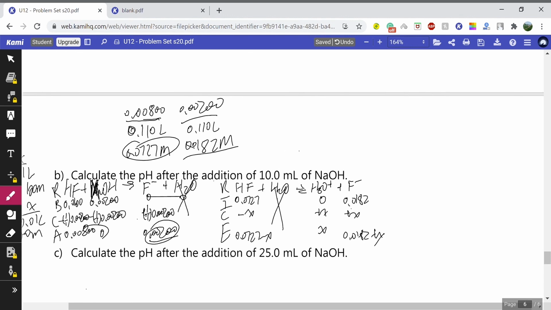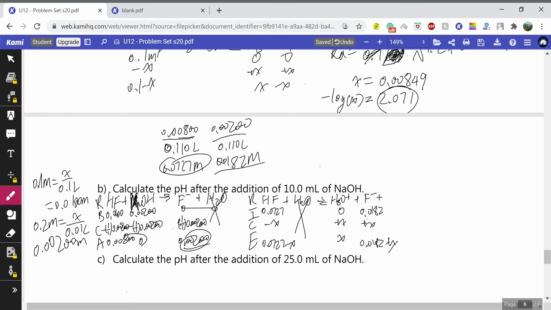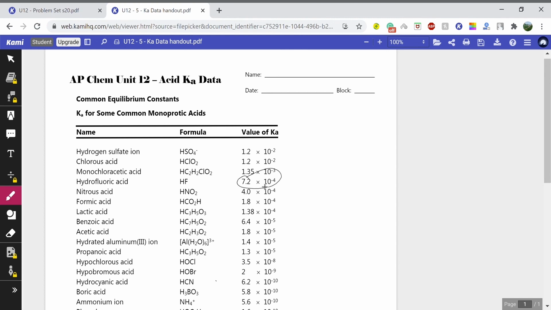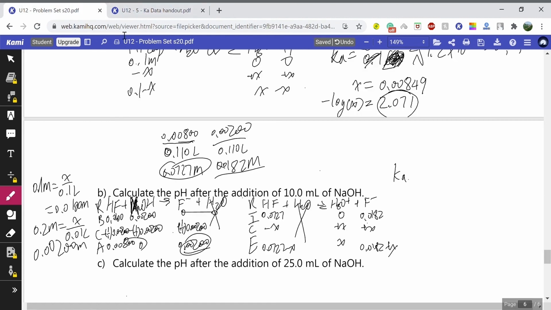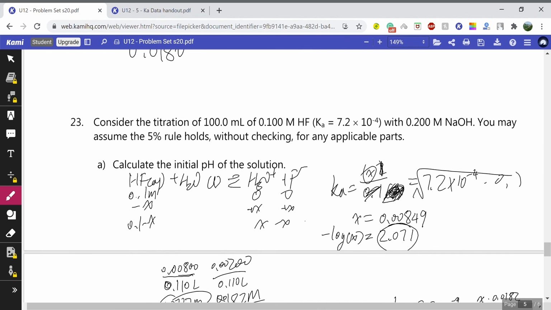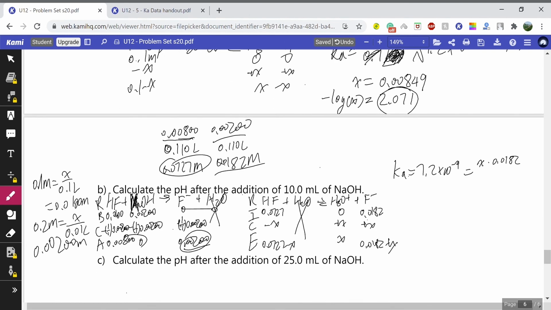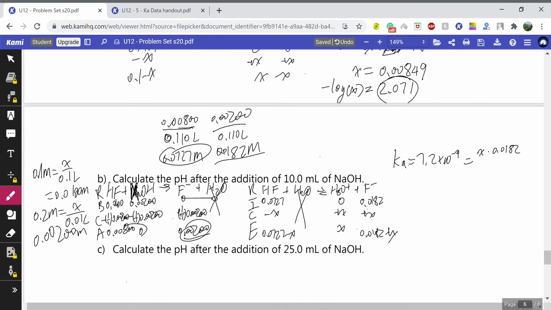Now we can grab the Ka. Ka of HF is 7.2 times 10 to the negative 4th. So K equals 7.2 times 10 to the negative 4th, which is equal to X times 0.0182, and we don't have the plus X because it said assume the 5% rule holds. So we will not include the plus X and divide it by, on the bottom, the same thing, 0.0727. We'll not include the minus X because we need to assume the 5% rule holds.